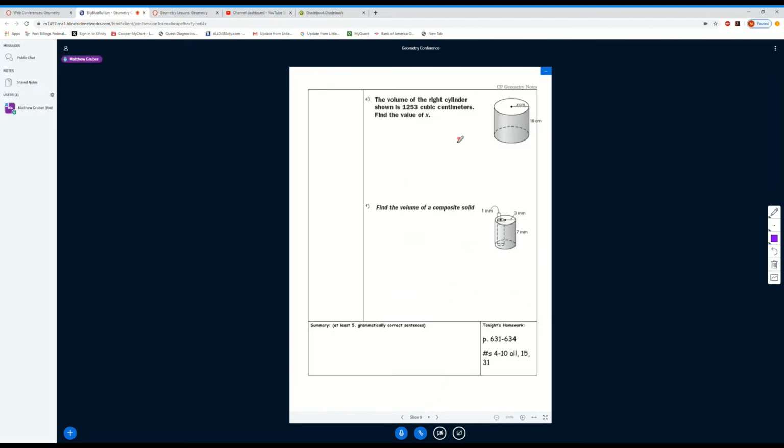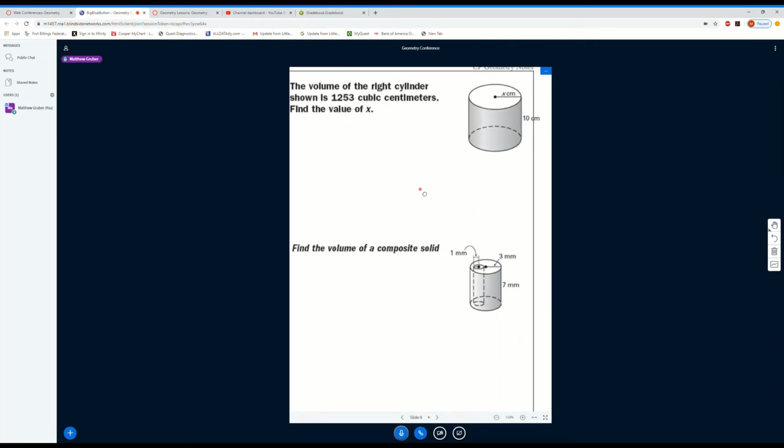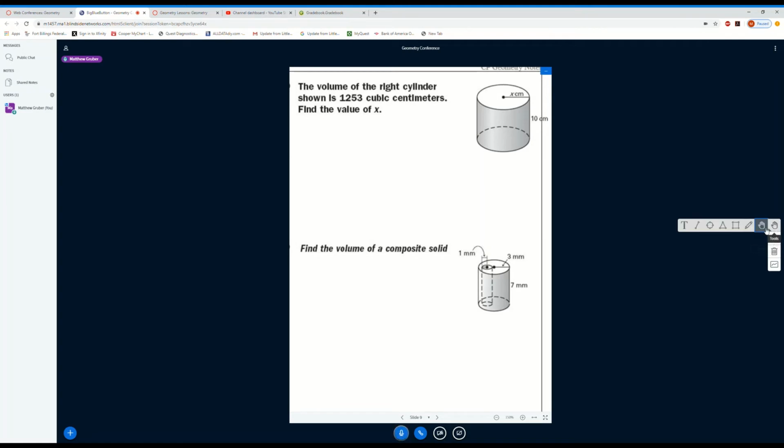All right. The volume of this cylinder shown is 1253. Find the value of x. Well, x is the radius. Well, we know the volume of a cylinder is pi r squared h. So we can fill in the information and solve for a missing piece.